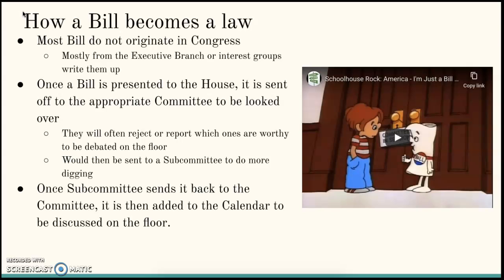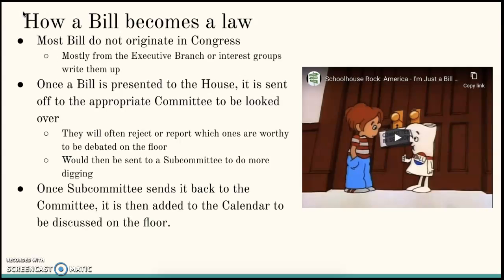So, how a bill becomes a law. So again, most bills do not actually originate in Congress by lawmakers. Mostly, the executive branch, trying to gain influence in Congress, would write up the bill itself and hand it off to somebody within their party who would bring it up in committee, or an interest group may write it up, or even a citizen may write up a law and submit it to their representative or senator, who would bring it up in committee.